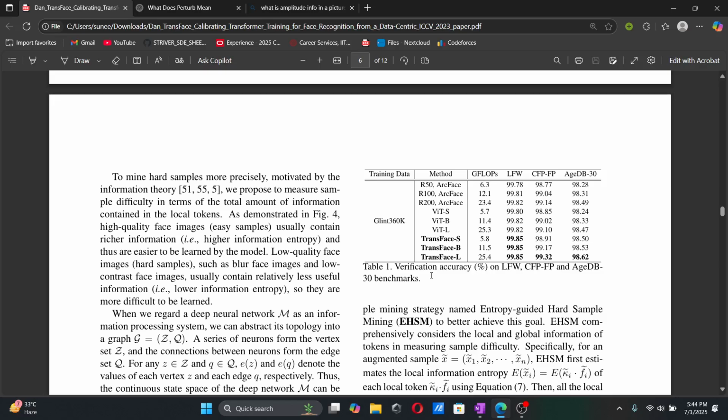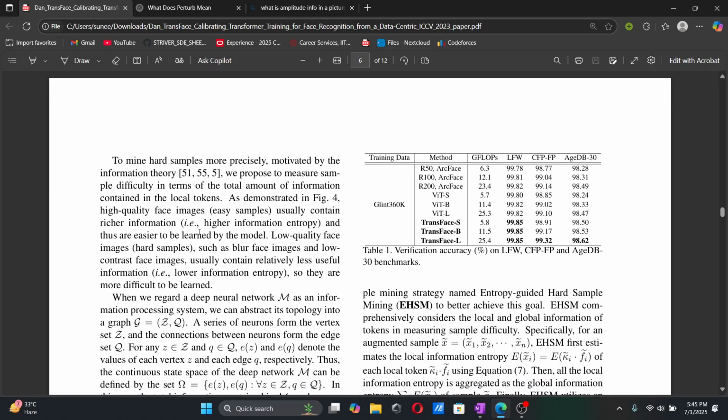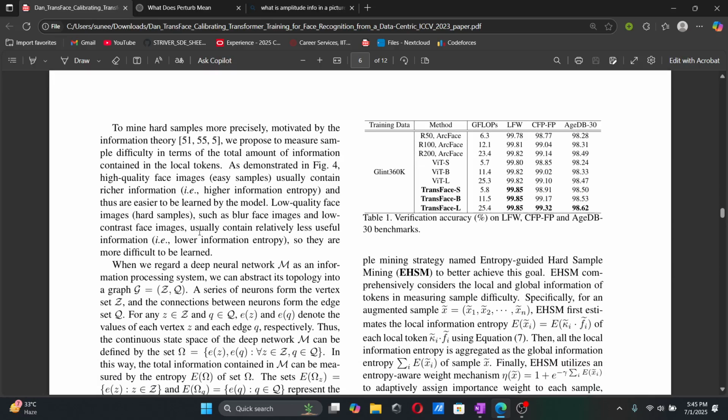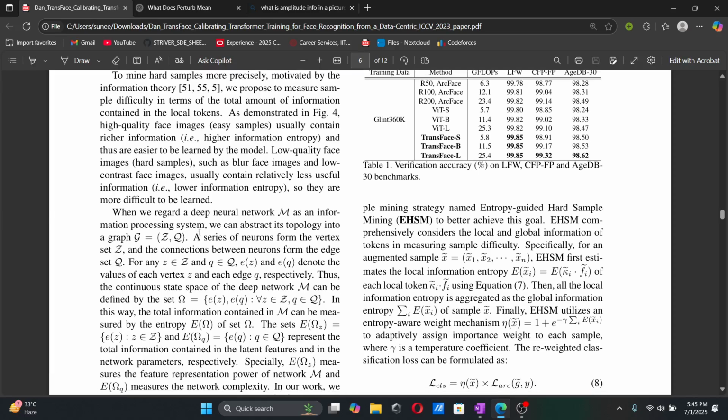Okay, as demonstrated in figure 4, high quality faces usually contain richer information and thus are easy to be learned by the model. Low quality faces, such as blurry faces and low context faces, usually contain relatively less useful information, so they are more difficult to be learned.